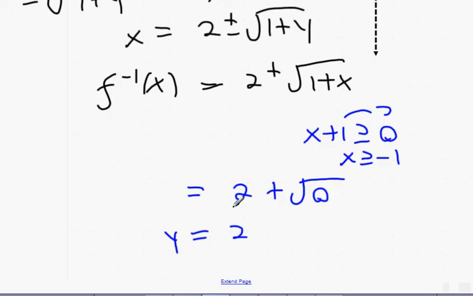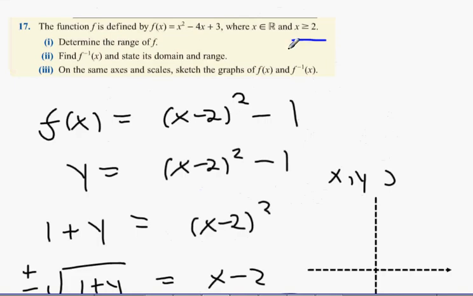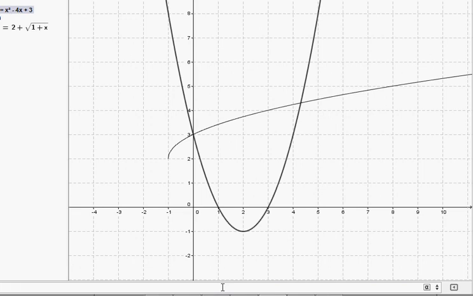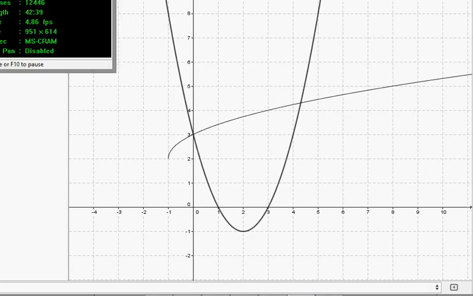Now, what we're then asked to do is draw the function of x. Lads, can somebody draw the function of x for me? X squared minus 4x plus 3. So y equals x squared minus 4x plus 3. You do that on your calculator, and there's your answer. On the same scale and axis, there's both your functions.